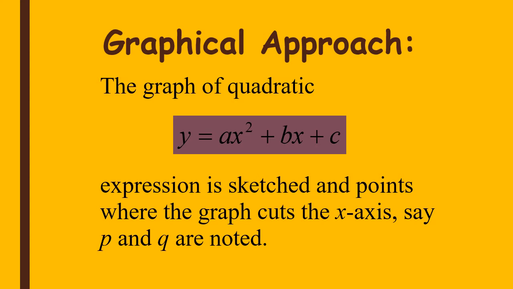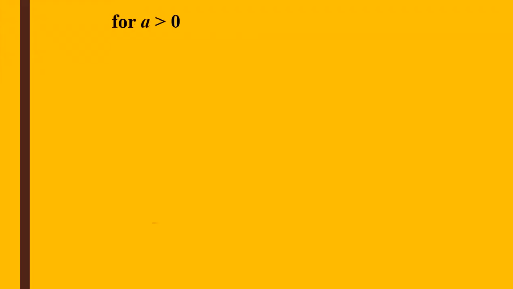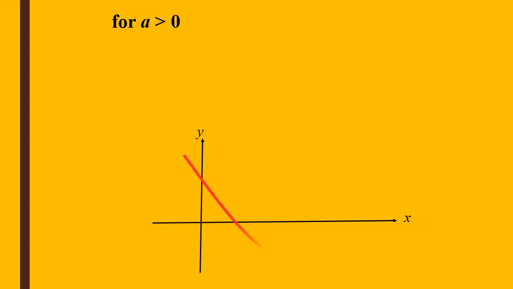So this expression is sketched and the points where the graph cuts the x-axis, P and Q, are noted. What are P and Q? They are the roots of the quadratic. If you want to sketch the graph, for a more than 0, you do this in high school, so it's a positive coefficient of x squared. It should be a smile graph, right? So this P and Q will be the intersection points with the x-axis.